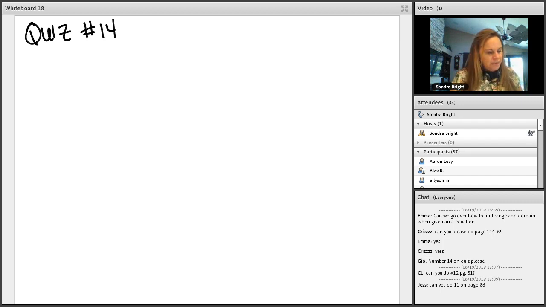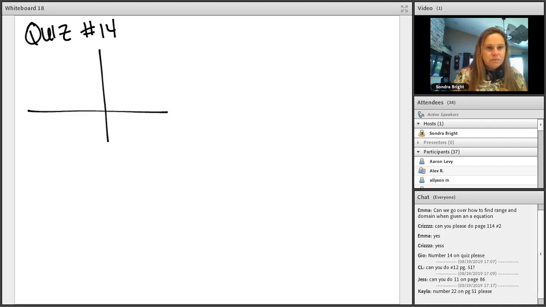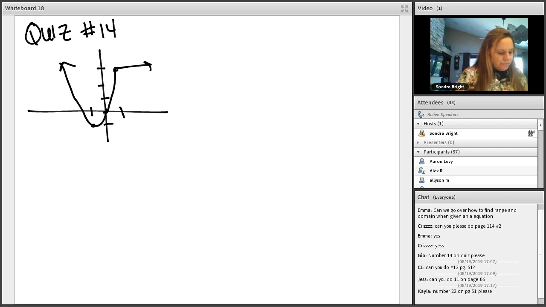Okay, so they want you to determine the open intervals in which the graph is increasing, decreasing, or constant. And the graph they gave you looked like this. Okay, sorry, it's messy, but here's what the graph looked like.